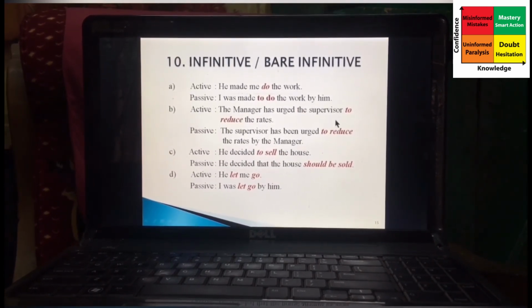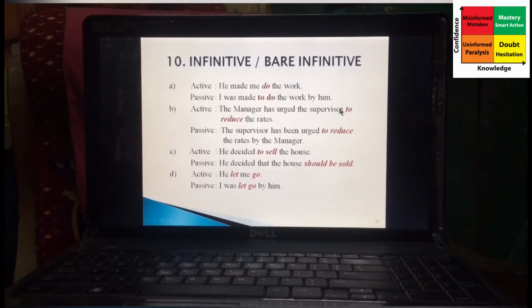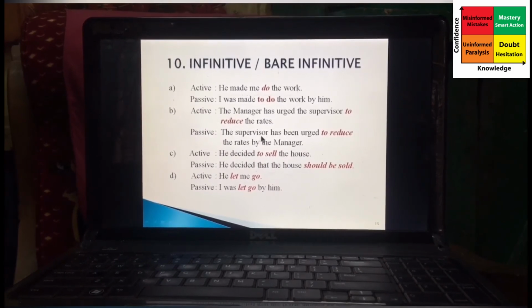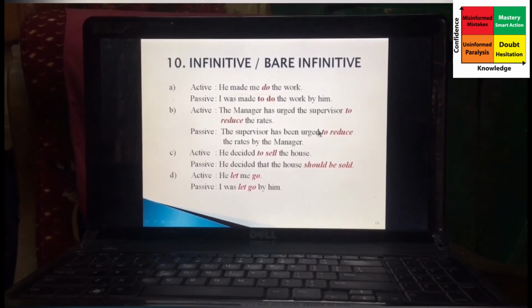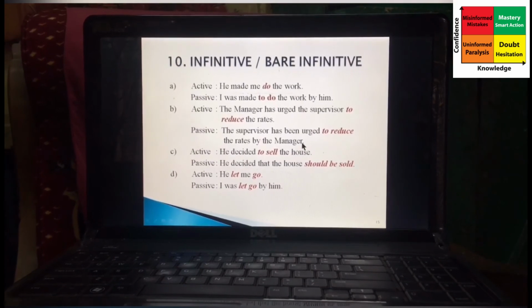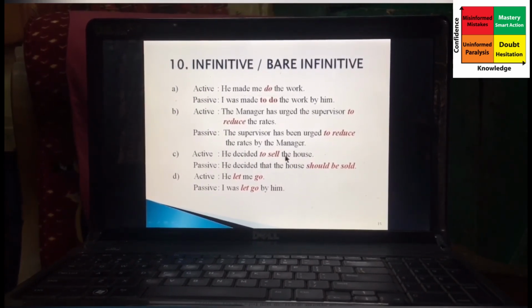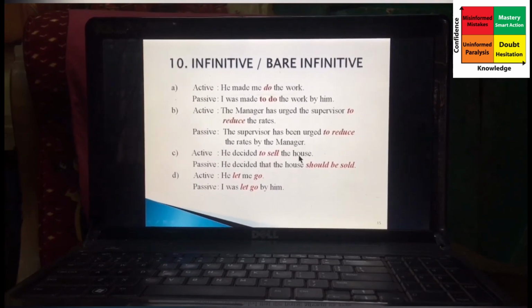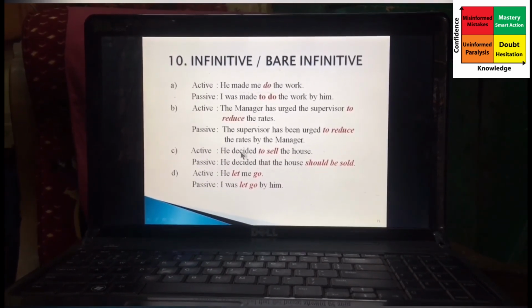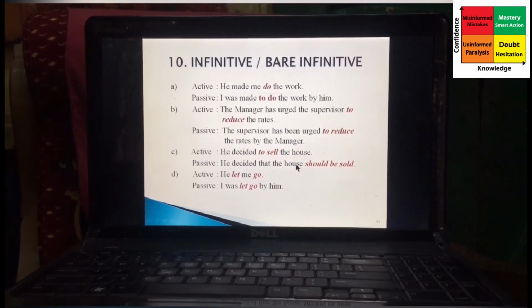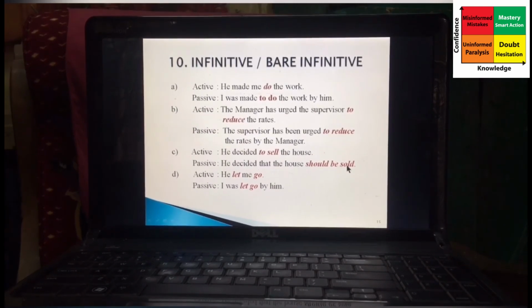Another type of infinitive problem. The manager has asked the supervisor to reduce the rates. The supervisor has been asked to reduce the rates by the manager. So: he decided to sell the house. It is another type of passive. Directly we are getting verb plus infinitive. So then we can use that, the object will come, then should be. Like: he decided that the house should be sold.